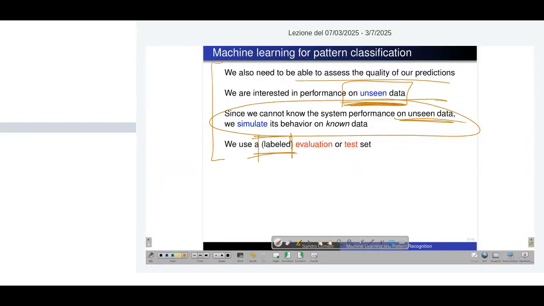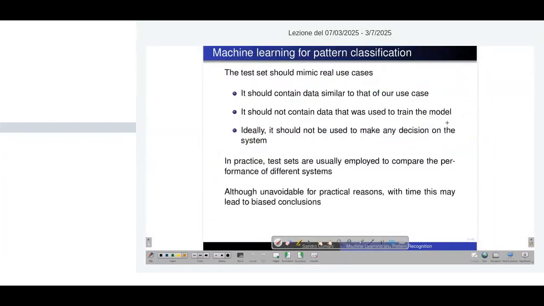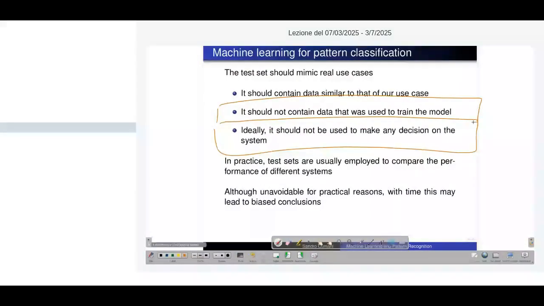But here we simulate using the classifier on data that is unlabeled, but using a labeled dataset. Why? Because this will allow us to evaluate whether our label predictions are good. The important thing is that this evaluation set should be a set that mimics unseen data. What does it mean? It means that the dataset, first of all, should have not been used to make any inference on the model. So any decision we make on the model should not depend on the data that is in the evaluation set.